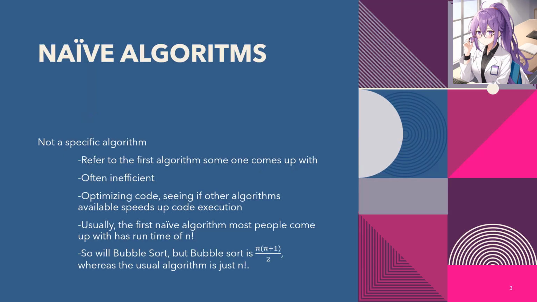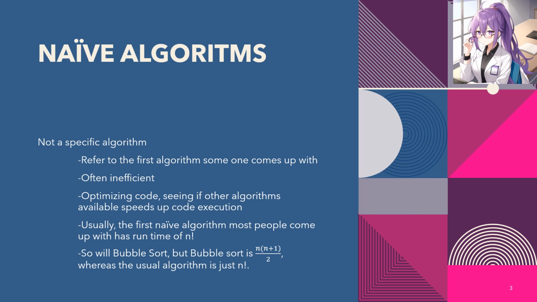The most important thing to remember about these algorithms is that it's not a specific algorithm that is being referred to. It is typically just the first algorithm someone comes up with when trying to solve a particular problem. And this is true in both math and computer science. It is often the least efficient way of doing something. This can be overcome by optimizing your code to make it more efficient, or seeing if there are other algorithms available that can speed up your code execution.